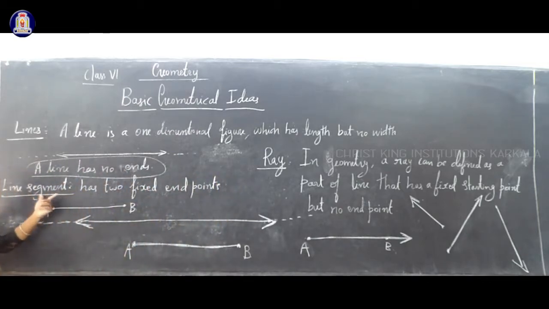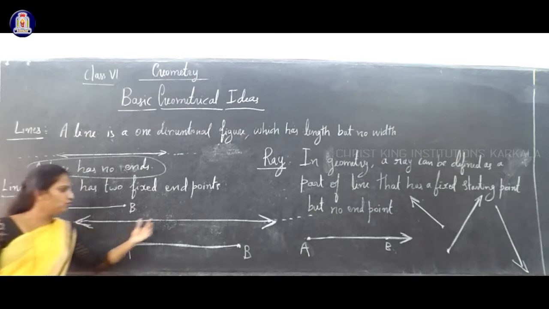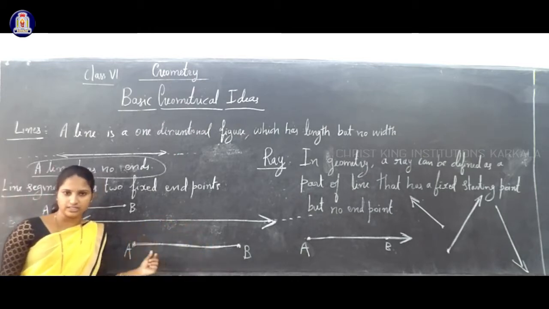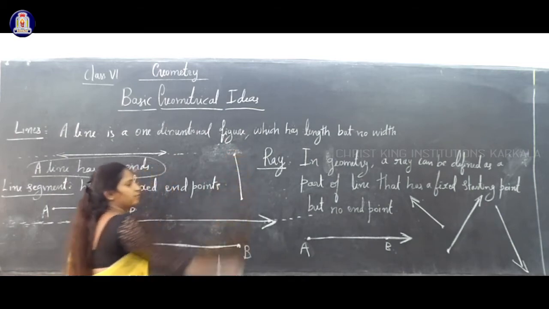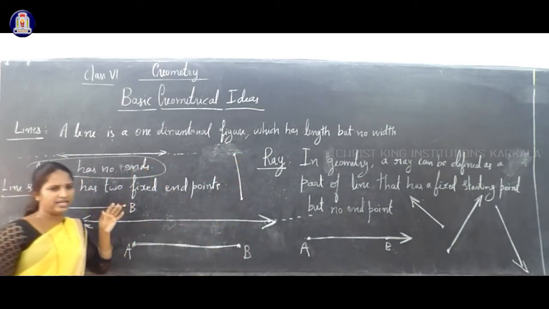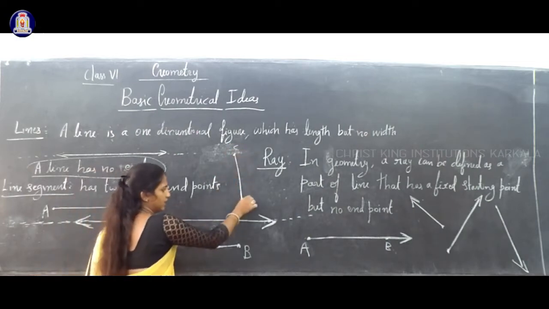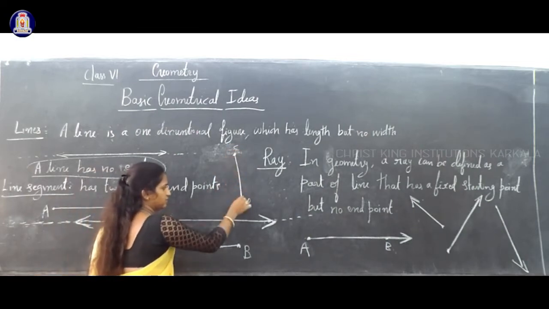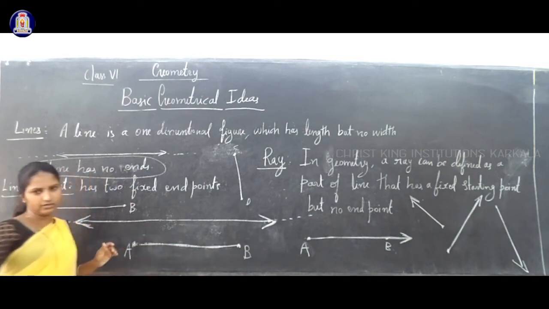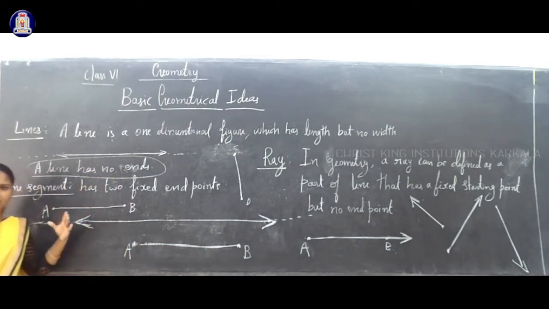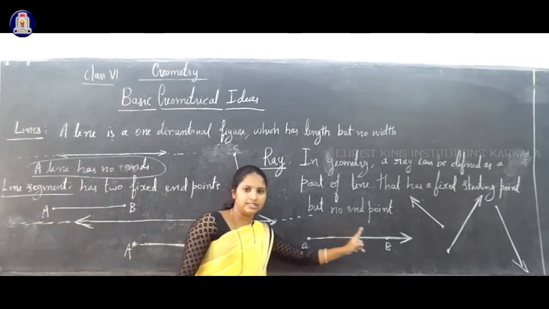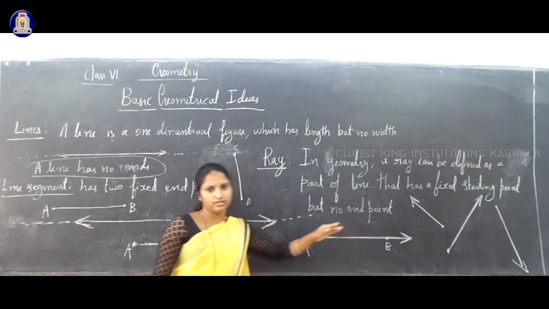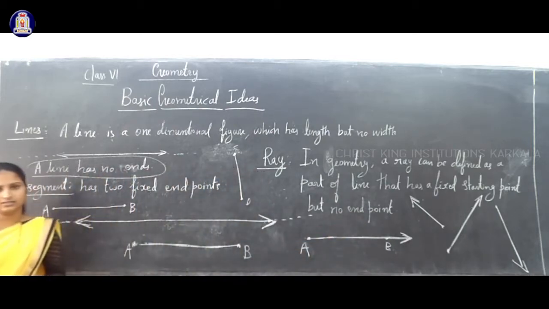But a line segment has two fixed end points. You can draw a line segment like this also. Here it has end points, A and B, or CD. You can consider CD, or XY. C is the first point, this is the end point. You cannot extend a line segment. But in lines we can extend the length of the line. Clear? And a ray has one fixed point. In the other end there is no fixed point. Clear? You can extend the line.